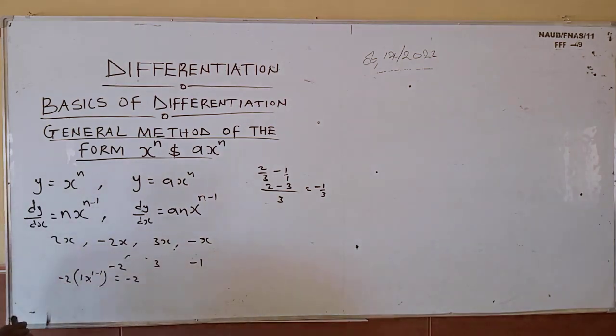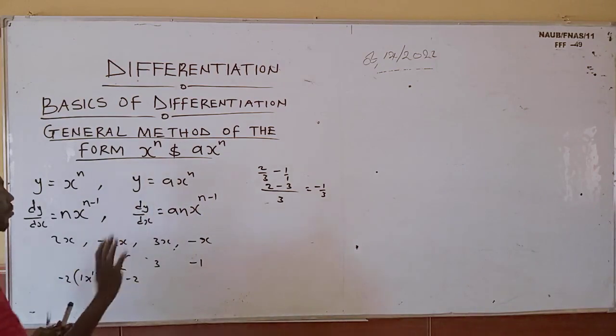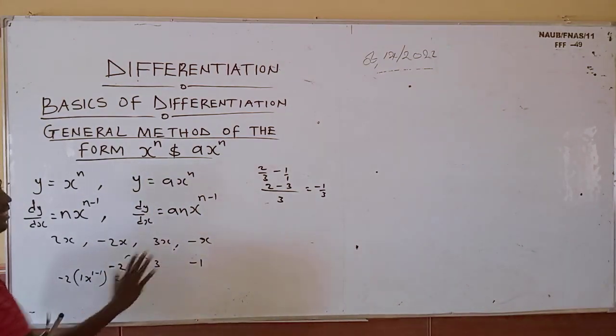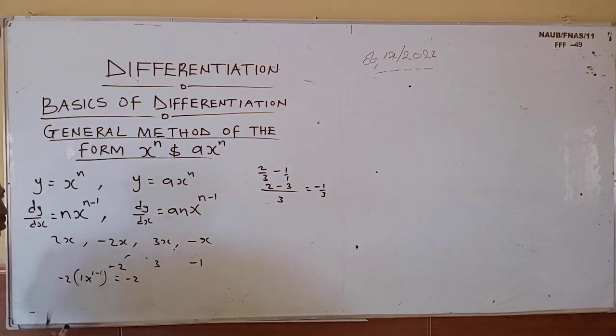Minus 2. So if you have anything in this form and you have to differentiate, the answer will always give you the number beside the s. Do you get this logic?